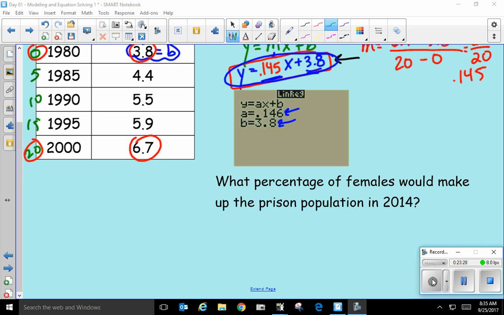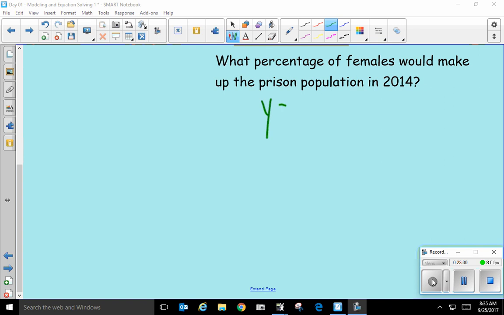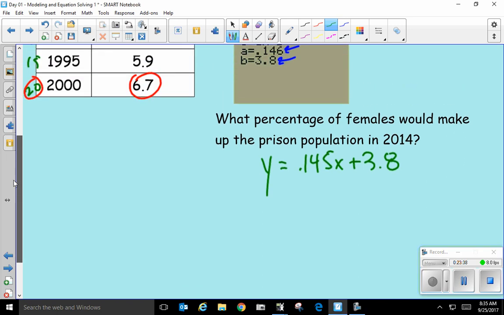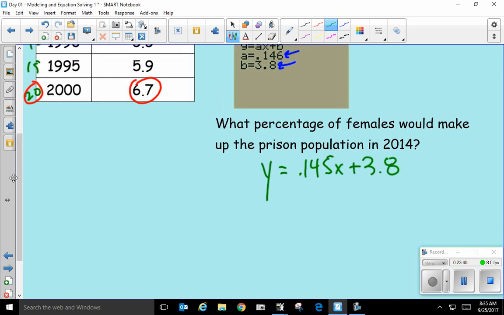Okay. So we're going to use y equals 0.145x plus 3.8. This is the one we came up with algebraically. What percent did you guys come up with? Give me one decimal place. What percent did you come up with as an answer? Anybody? 8.7. So let's see if that's correct.